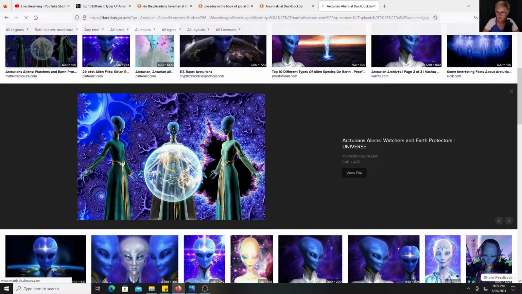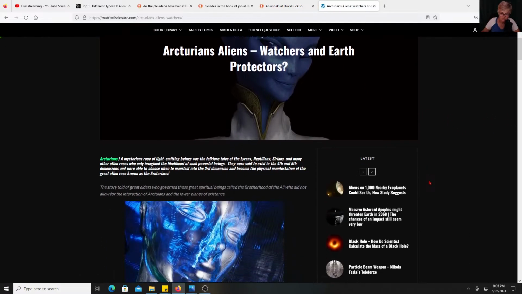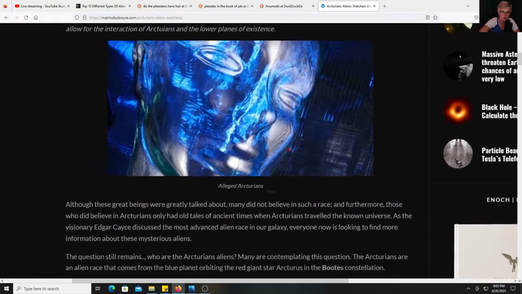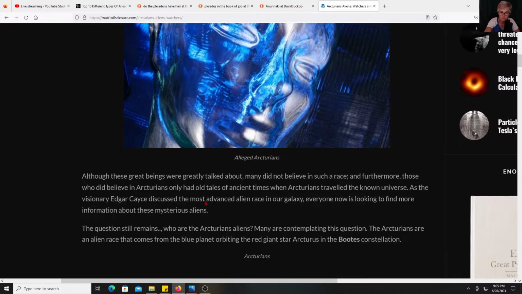Palladian. Let's see this. If we can get in here. Ooh. The Watchers and Earth Protectors. This looks like a robot. Alleged Arcturians. The great beings were greatly talked about. Many do not believe in such a race.